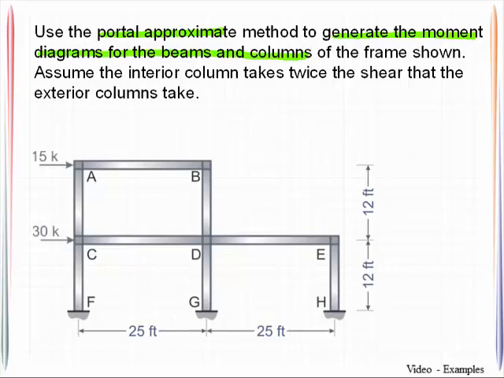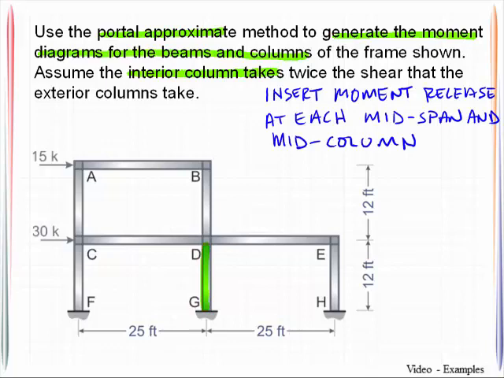We are told to make a particular assumption, and that is that if we have an interior column, it will take twice the shear that an exterior column will take. For clarification, you need to recognize that we have only one interior column that is present here.